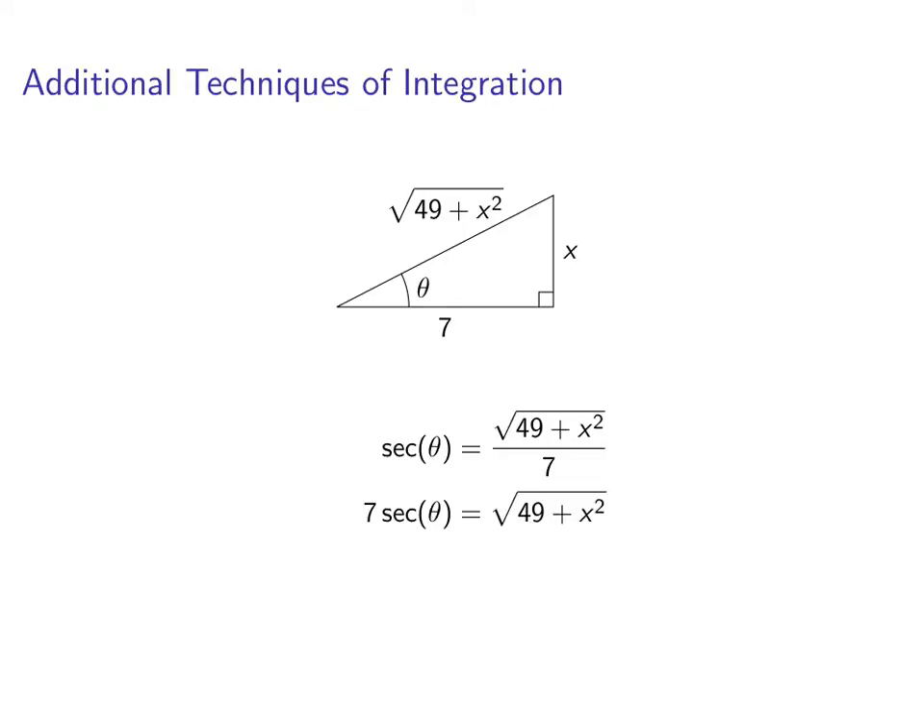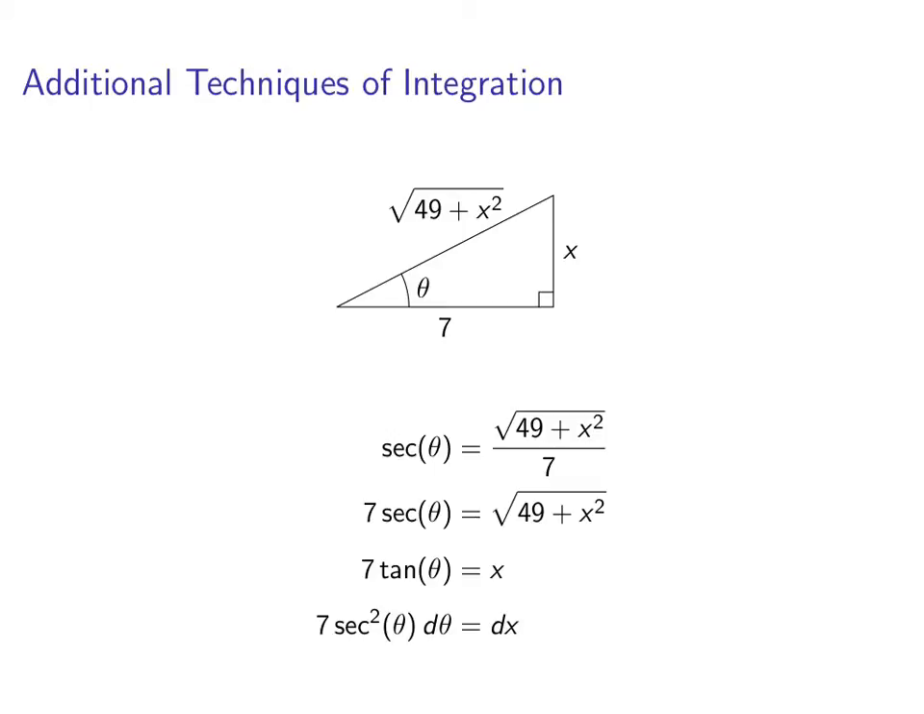Okay, here we go. If we multiply both sides by 7, then we'll get this. Let's see, what else do we need? Well, we also need a dx. So remember that 7 tangent theta was equal to x. So if we take a derivative, we'll get 7 secant squared theta d theta is equal to dx. Okay, that's all the pieces we need.